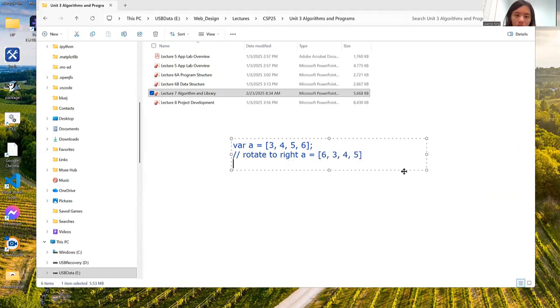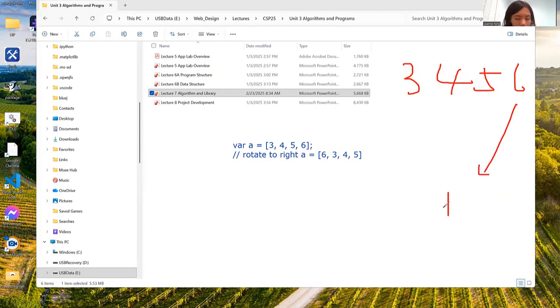Okay, how can I do it? So this one you have 3, 4, 5, 6. Now you back up 6 to a temporary value. Then you assign 5 to 6, 4 to 5, 3 to 4. Then you assign temp back to 3. This is called rotation, right rotation.